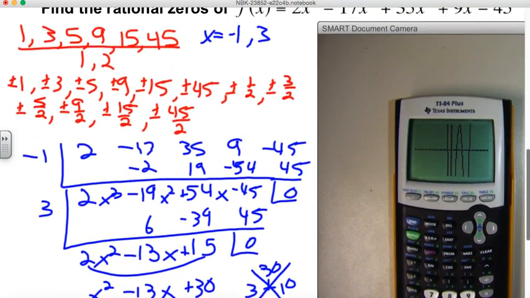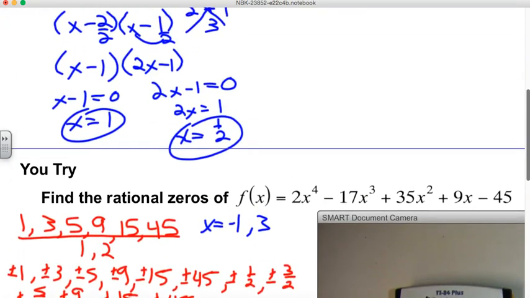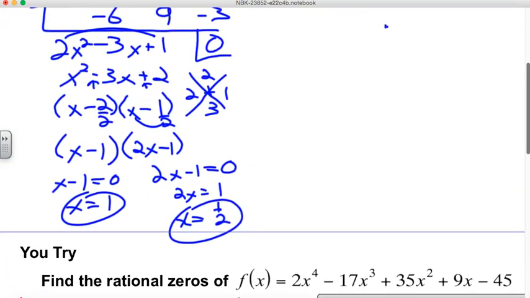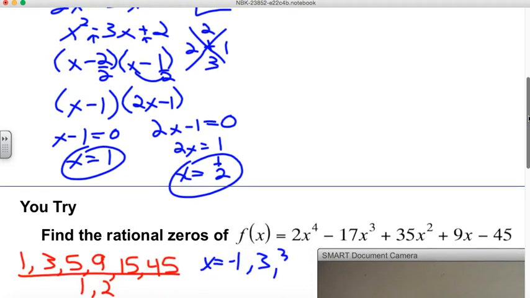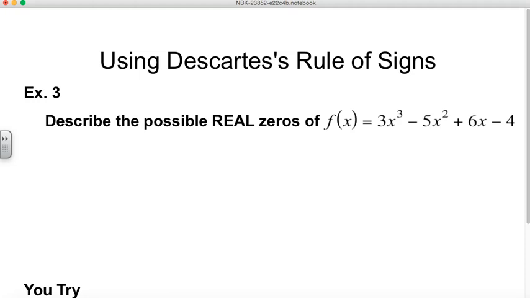All right, so we got -1, 3, and then 3/2 and 5. Those are our 4 zeros. All right, so let's roll on.